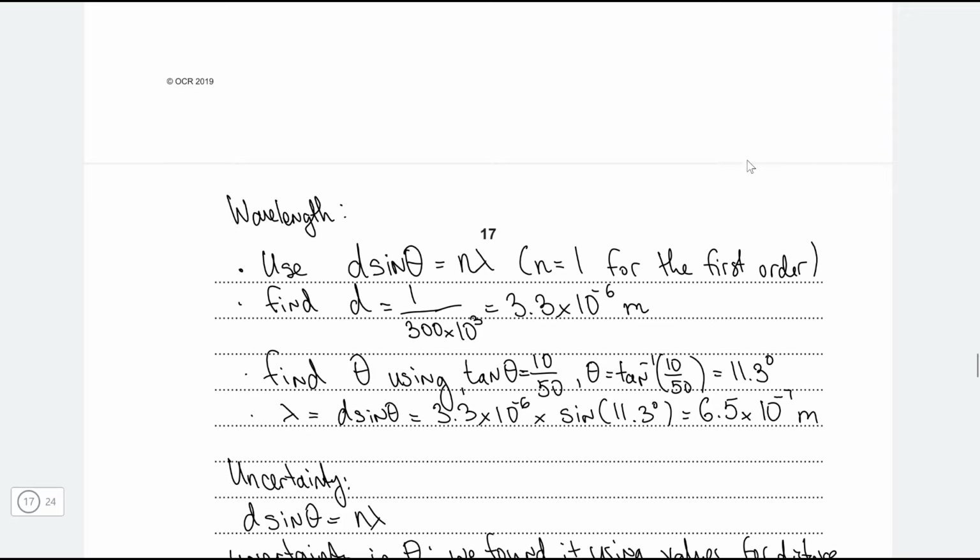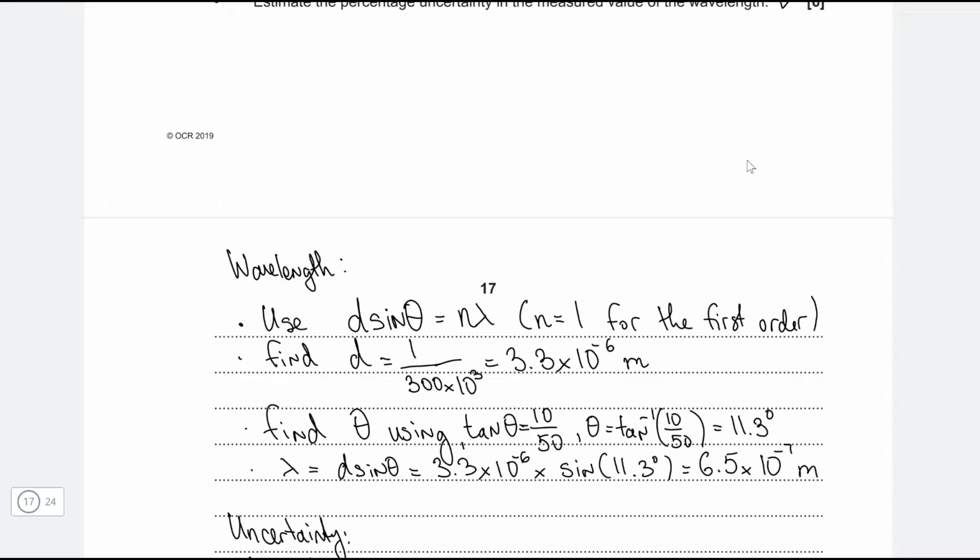Okay, well, first off, for our wavelength calculation. As I said, we're going to use the equation that d sine theta is equal to n lambda. In this case, this is the first order of diffraction, so n is equal to 1. We're going to find d using our standard procedure. D is equal to 1 over the number of lines per millimeter, so that's going to be 300, and because if there are 300 lines per millimeter, the number of lines per meter, in order to find that, we're going to need to multiply by 1,000, so 300 times 10 to the power of 3, which is going to give us 3.3 times 10 to the power of minus 6.